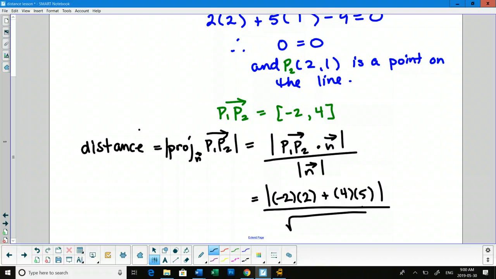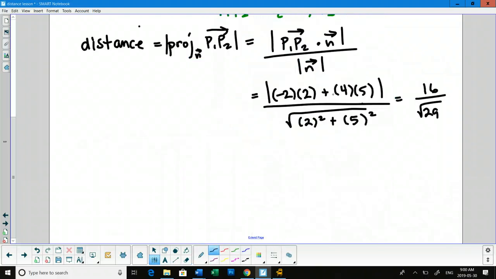So 2 squared plus 5 squared. Okay, so I'm getting here, this is 20 plus -4, so I got 16, and then root 29 for the bottom. So it's 16 over root 29 units.